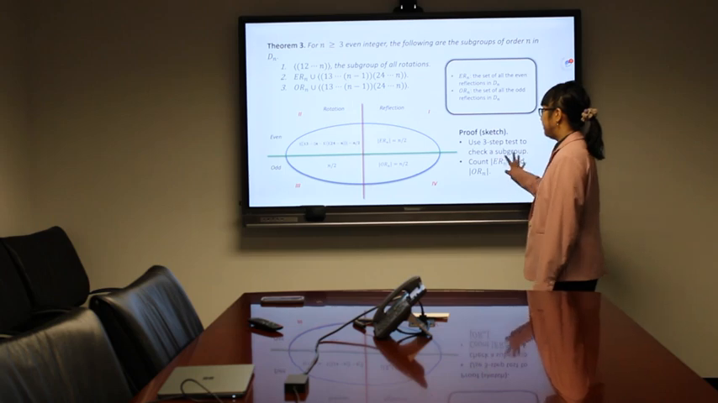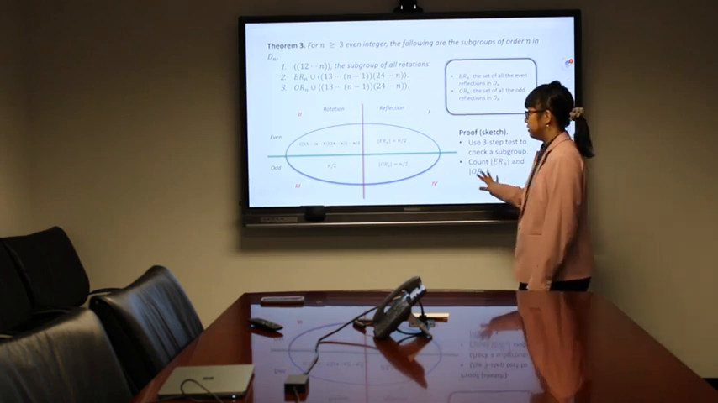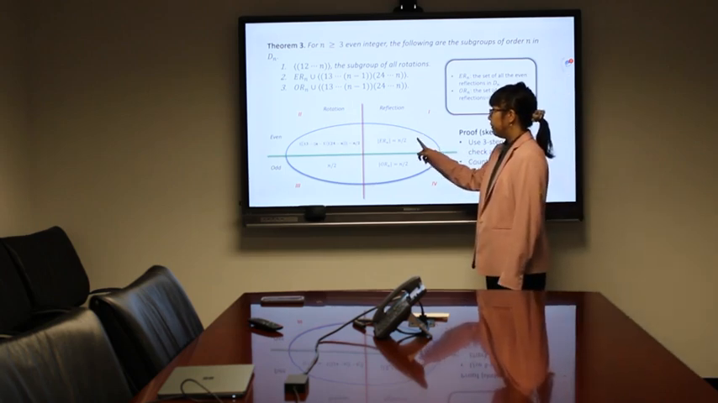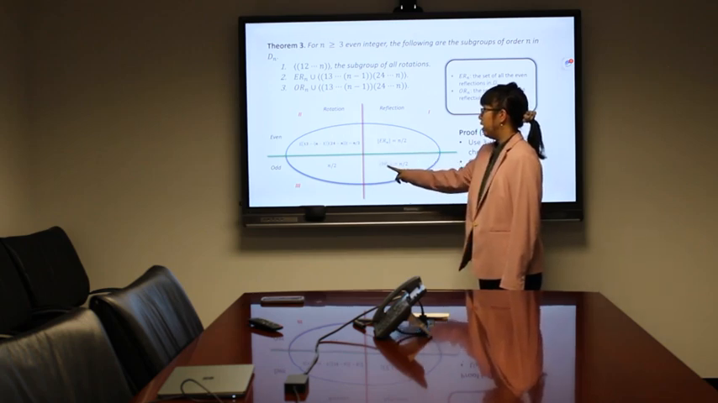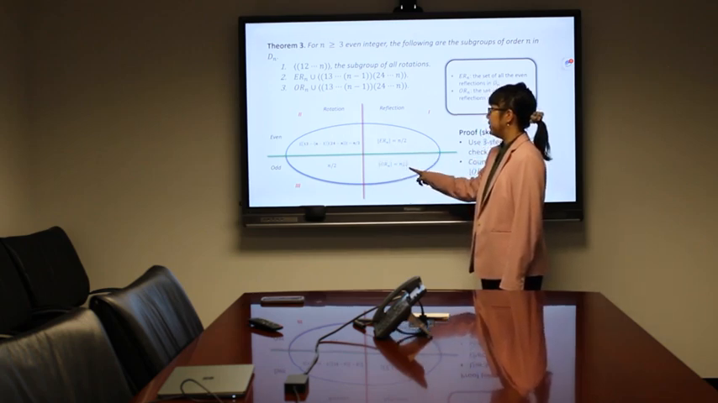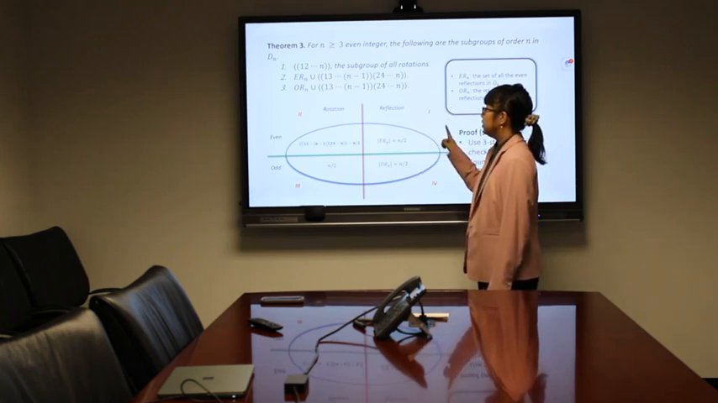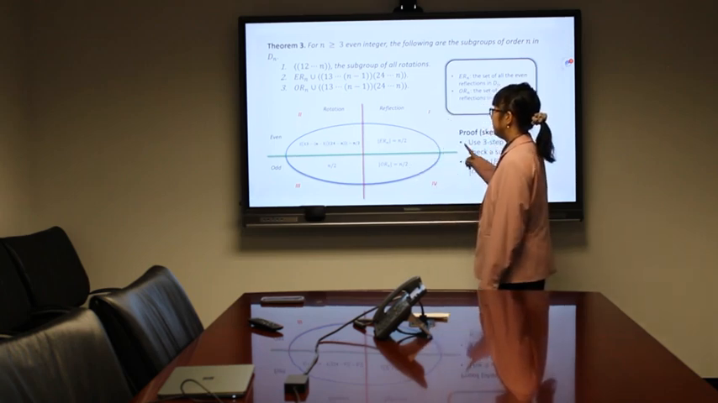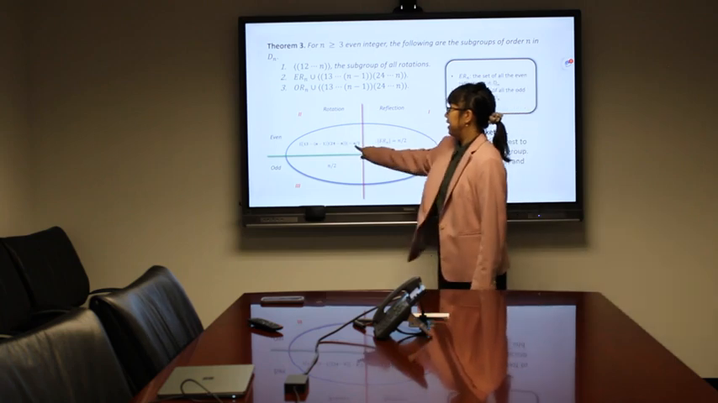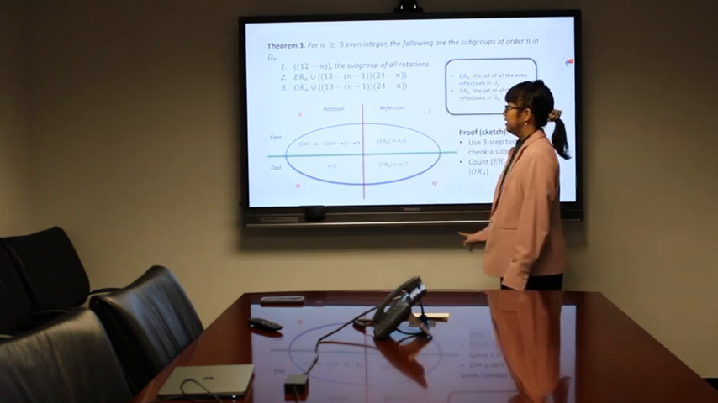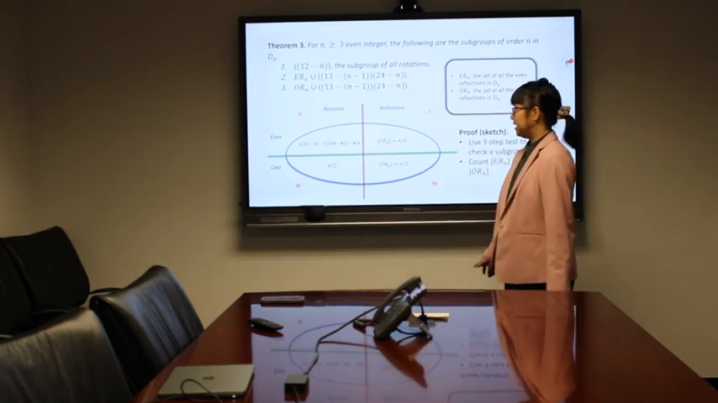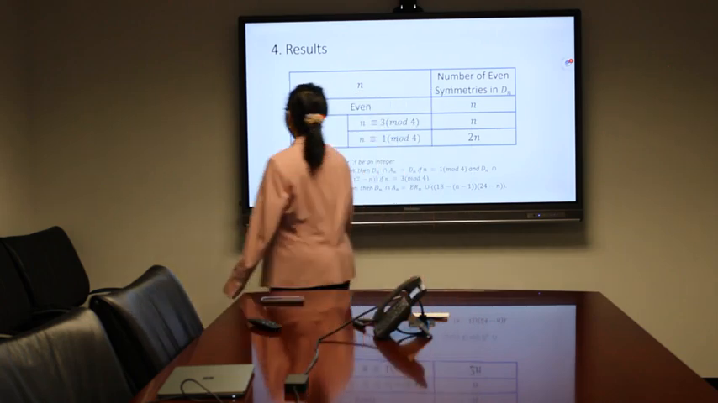Actually, I don't have time to show you how I count it, but the result is that the number of elements in ER_n is equal to the number of elements in OR_n and equal to n over 2. And that's why the order of number 2 is n over 2 plus n over 2, which is n, and similar for number 3. Next slide, please. And here is the result.